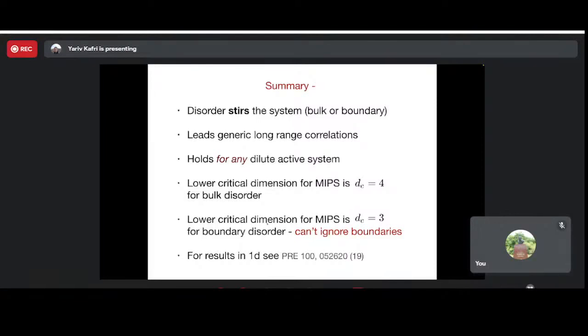The lower critical dimension for motility-induced phase separation is 4 for bulk disorder, and it's 3 for boundary disorder, which again, to me, is a much more striking result because it means that you can't ignore boundaries in active systems. You really have to worry about the specific boundaries that you have. They can actually modify the phase diagram. And finally, there's a bunch of stuff that we've done on the one-dimensional system, which is summarized in this paper from 2 years back, and that you can look at or ask me now. So thank you again for your time, and I'm happy to take questions.